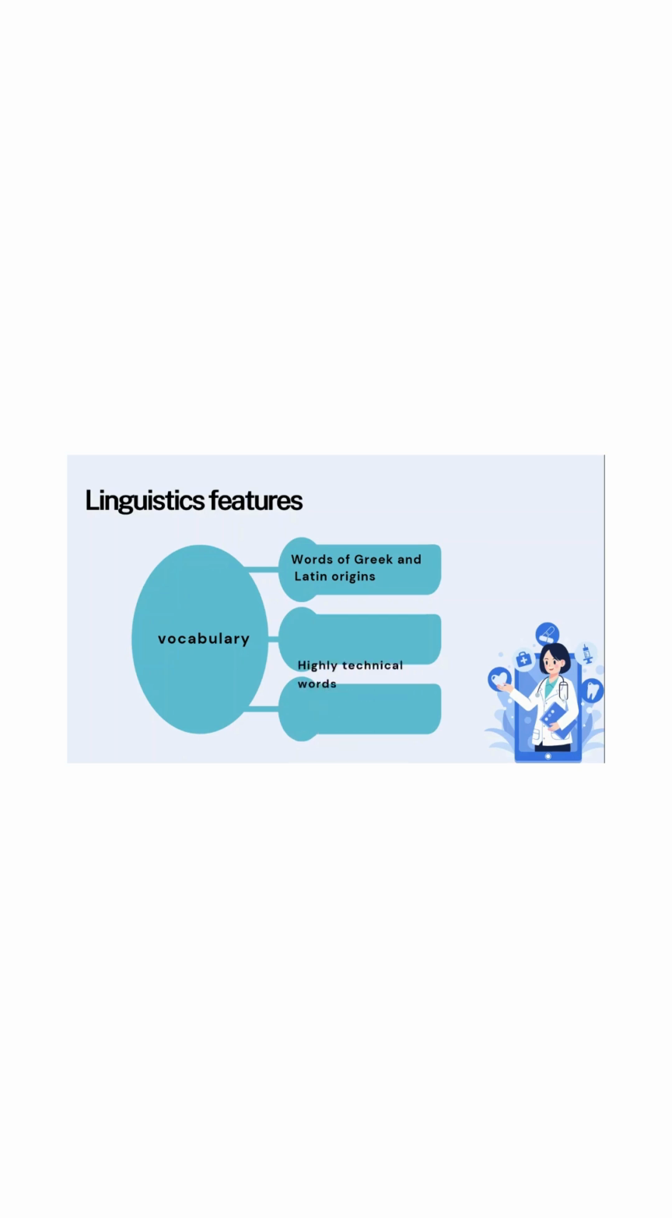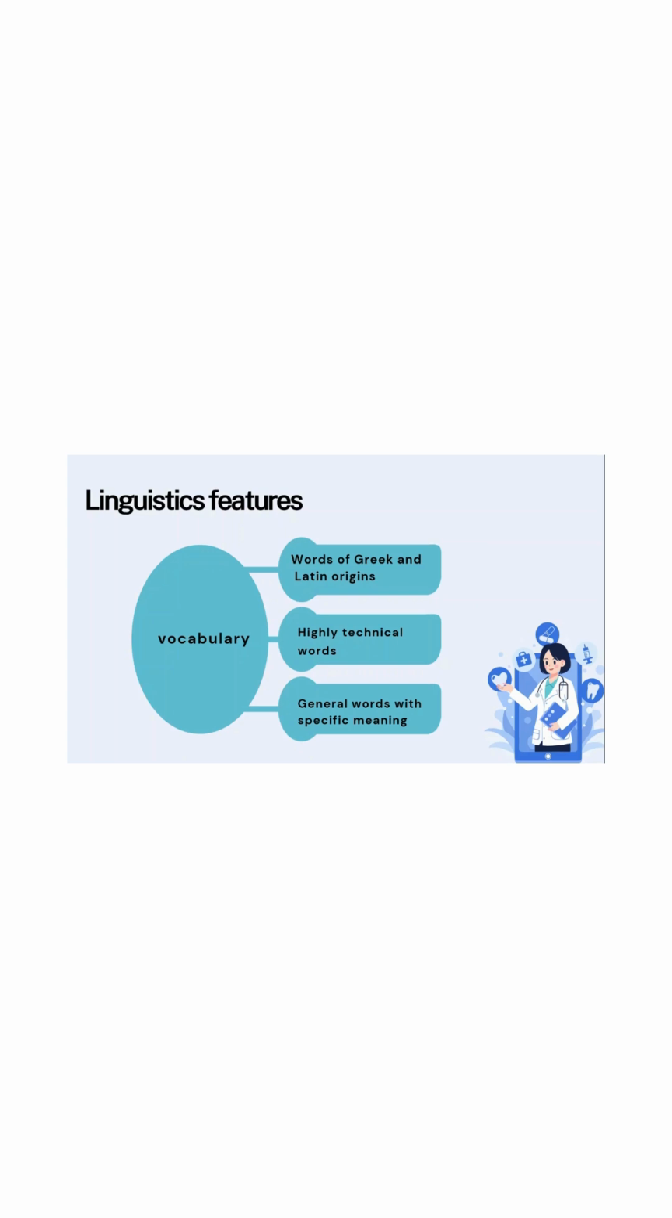Highly technical words: medical English relies a lot on discipline-specific words, which are crucial for clear communication within the medical community. General words with specific meanings: these are common words, for example, bandage, but they take more precise meanings in the medical context, allowing healthcare professionals to convey specific instructions.